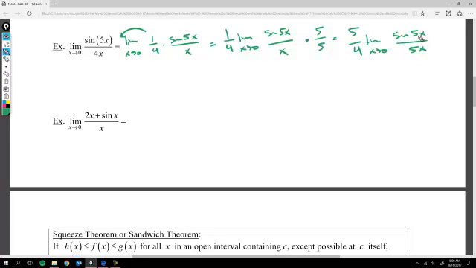Now I have what I want. Okay, I have a 5x here, I have a 5x here. I know that this limit is going to be 1. So my answer is just 5/4.